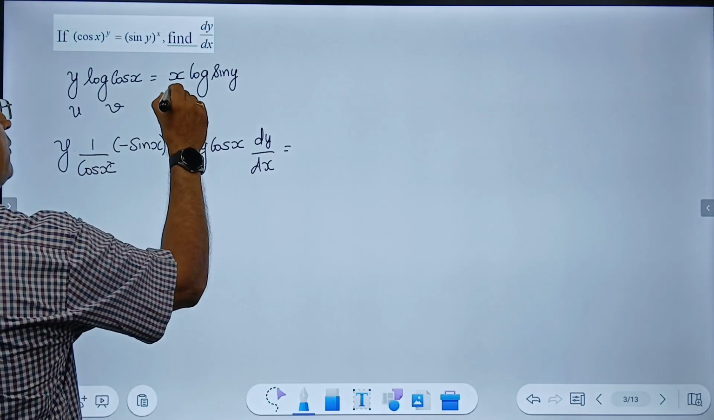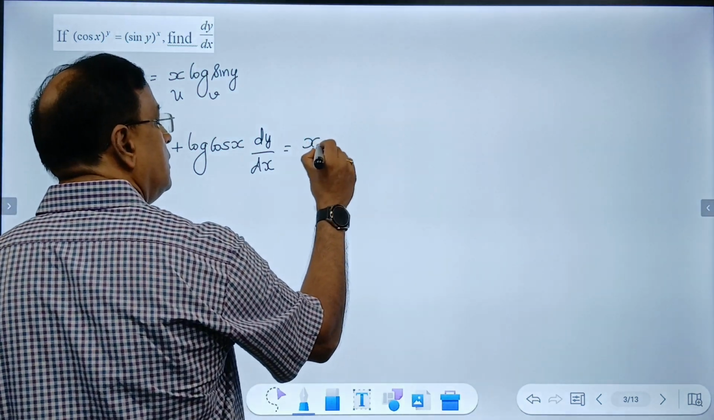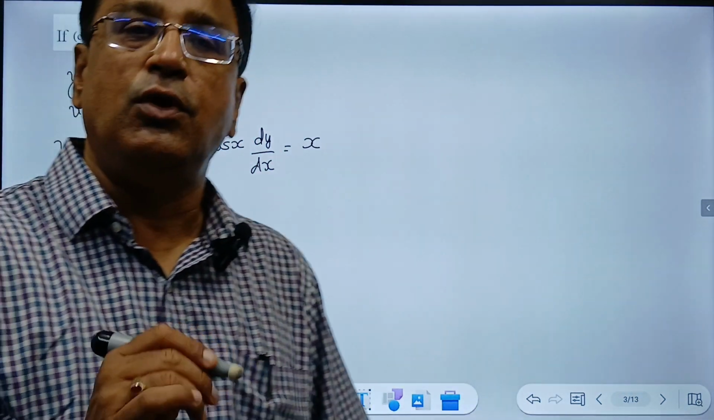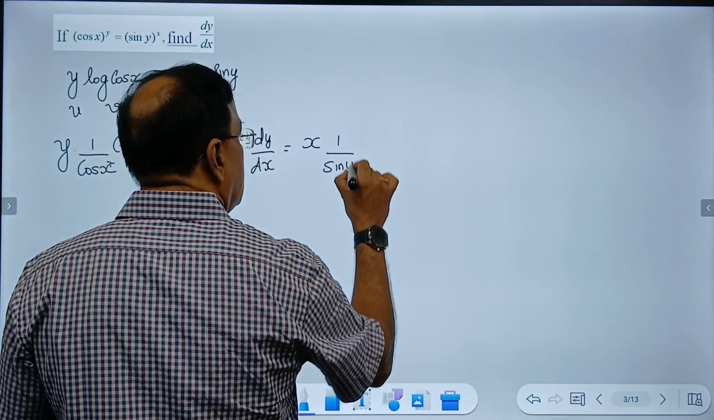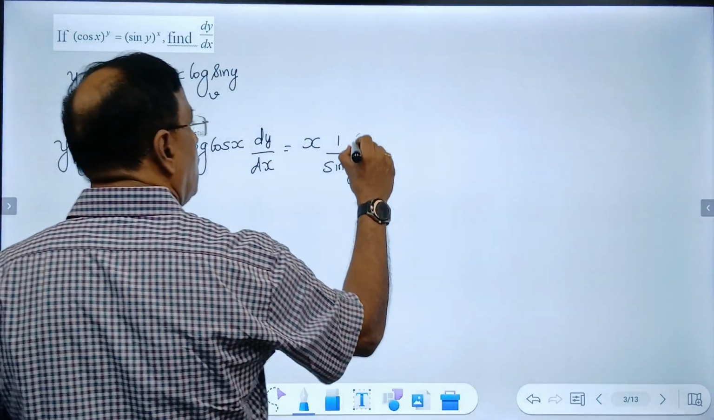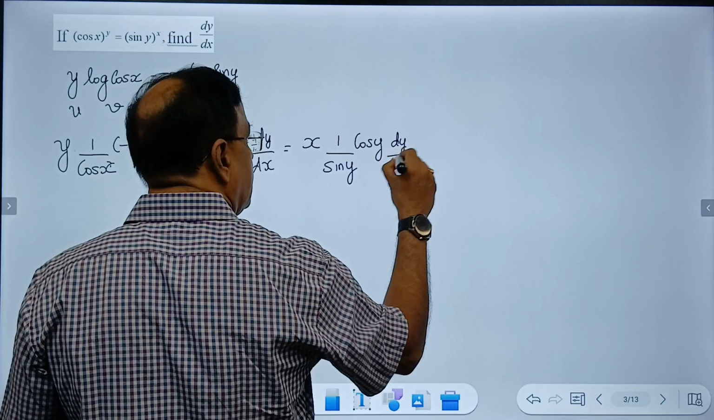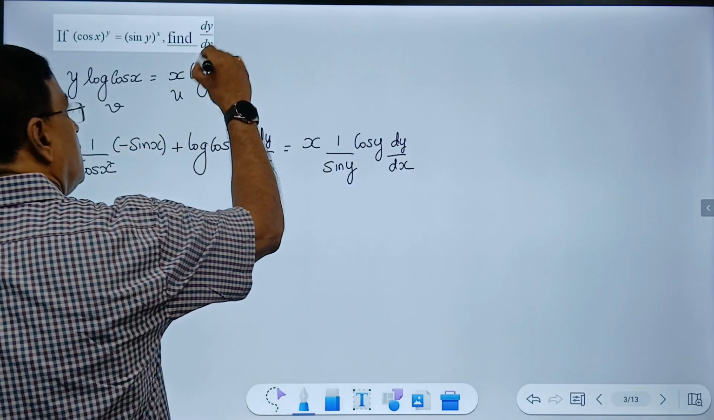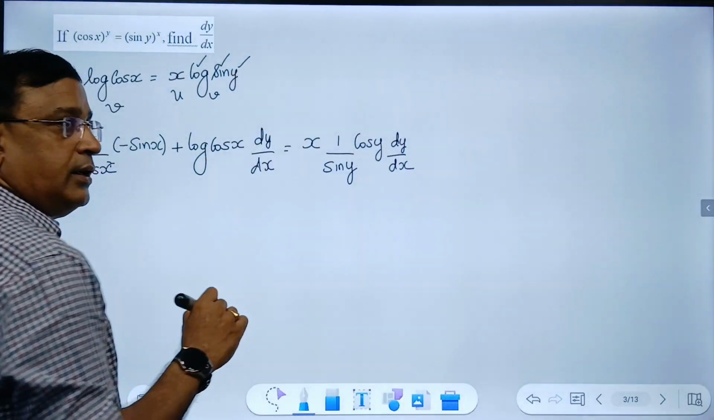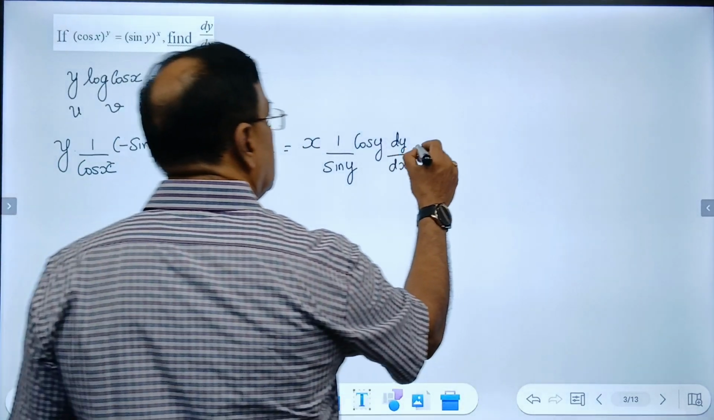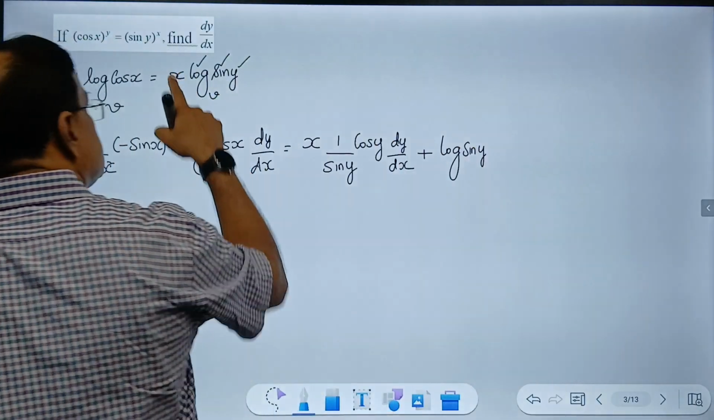Equal to, now how do I differentiate this? Yet again I have to use product rule. So that is x into, now I'm going to use chain rule. What is the differentiation of log sin y? It will be 1 by sin y, and the differentiation of sin y will be cos y, and then differentiation of y will be dy by dx. So here you have to be very careful. First you differentiate log, then you differentiate sin, then you differentiate y. Chain rule. Plus v is log sin y, and differentiation of x will be 1.